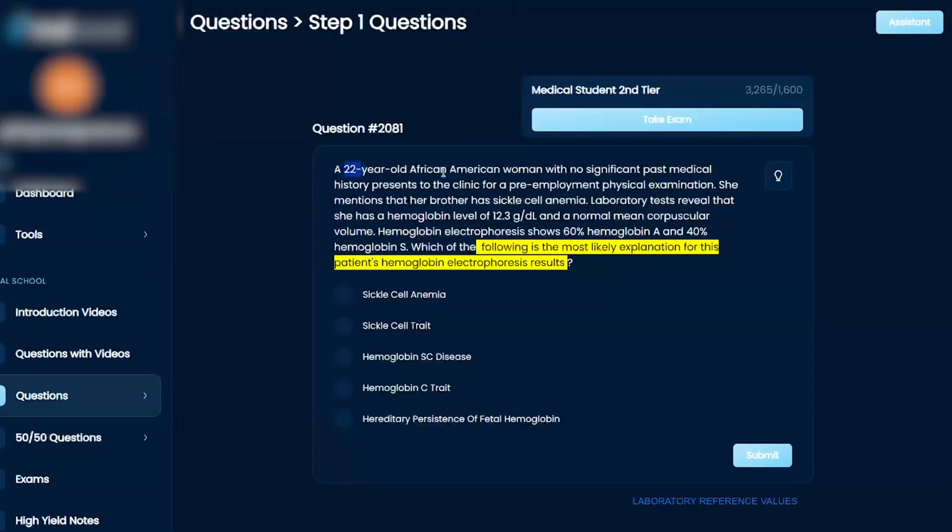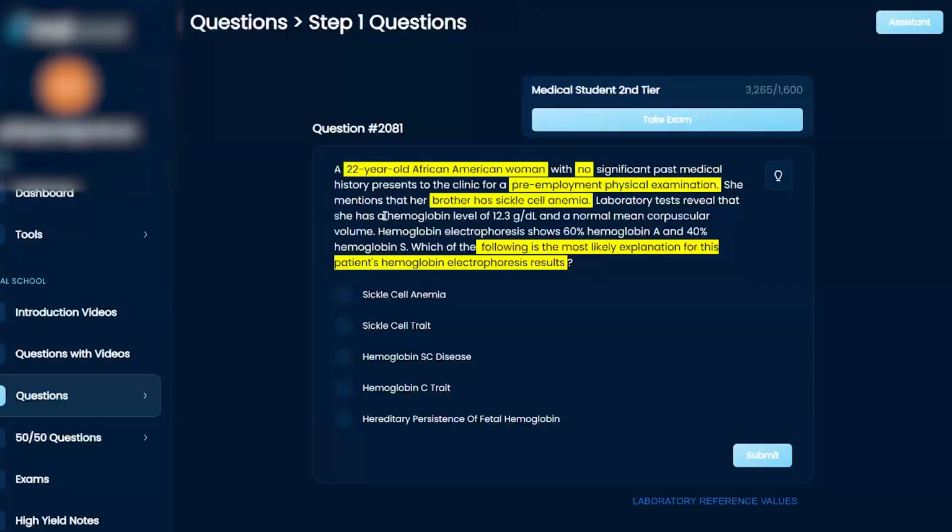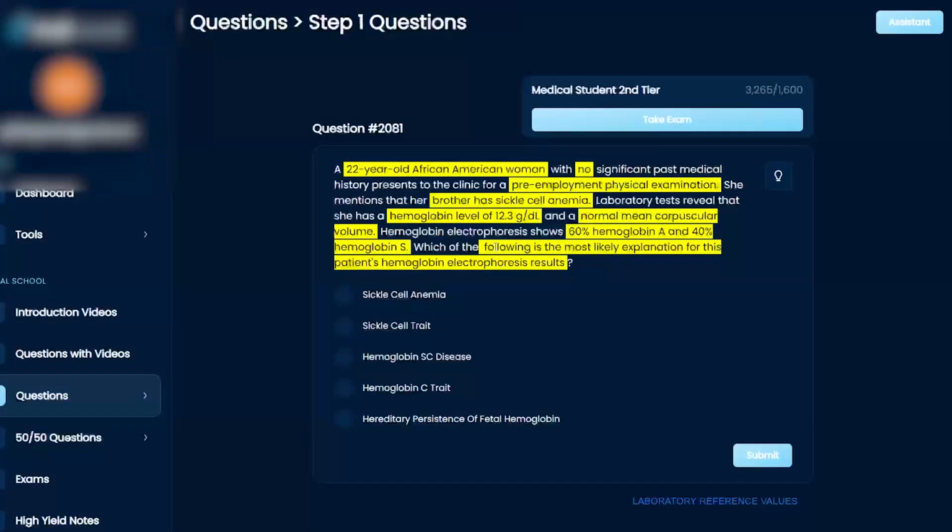A 22-year-old African-American woman with no significant past medical history presents to the clinic with a pre-employment physical exam. She mentions that her brother has sickle cell anemia. Laboratory tests reveal that she has a hemoglobin level of 12.3 and a normal mean corpuscular volume. Hemoglobin electrophoresis shows 60% hemoglobin A and 40% hemoglobin S. Which of the following is the most likely explanation for the patient's hemoglobin electrophoresis results?